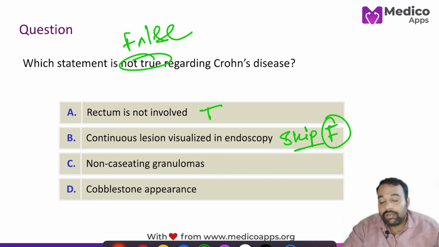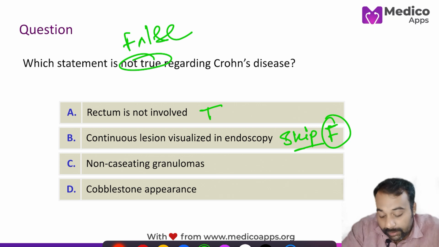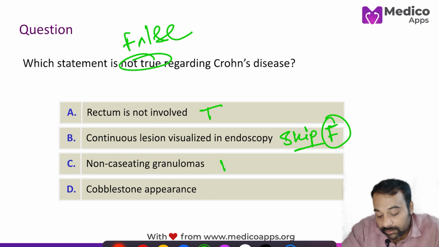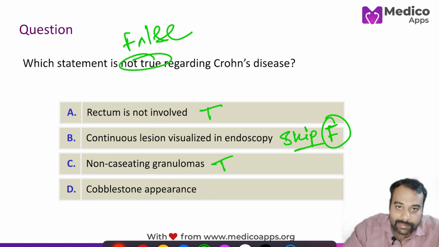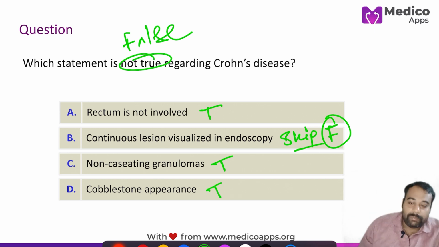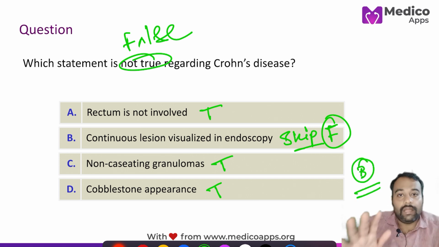Then comes your non-caseating granuloma. Yes, it has been seen with Crohn's disease. It's a true statement. And the cobblestone appearance, again, is a true statement that we are able to encounter in endoscopy. Okay, so the answer is option B. Option B is our answer.